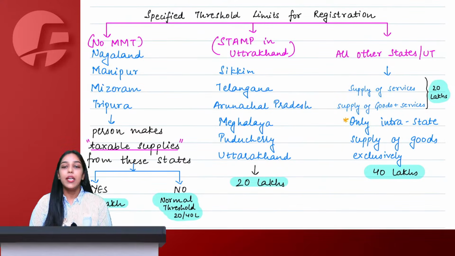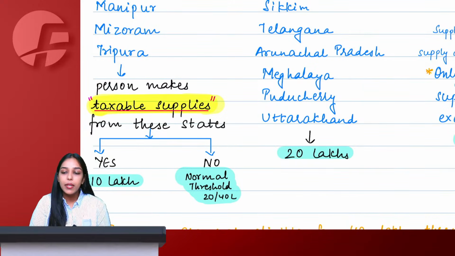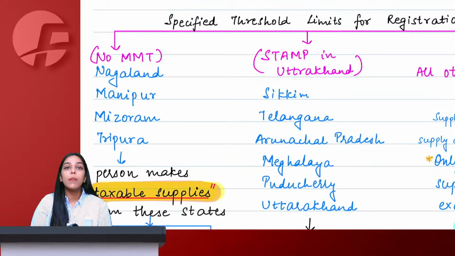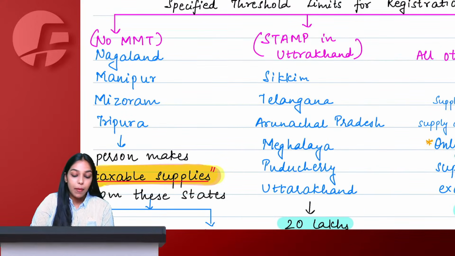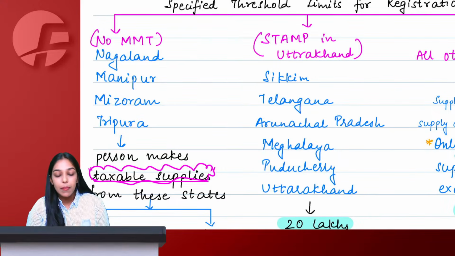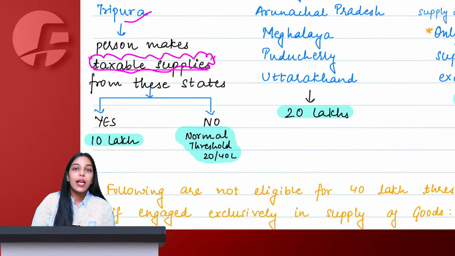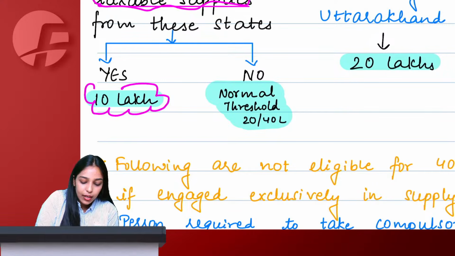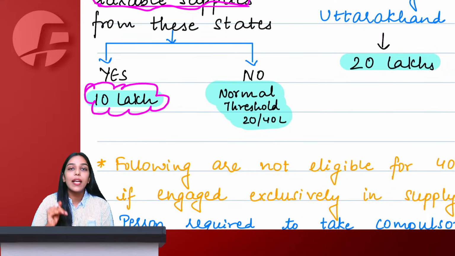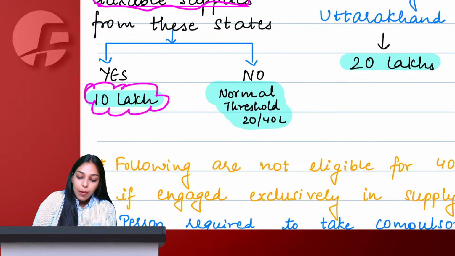Okay, chalo. Now we are saying, if you are making any taxable supply from NMMT. What is NMMT, ma'am? Nagaland, Manipur, Mizoram and Tripura. If you are making any taxable supply from Nagaland, Manipur, Mizoram or Tripura, then your pan-India aggregate turnover limit is only 10 lakh. So if your pan-India turnover exceeds 10 lakh, you have to take registration in all the places where you are making taxable supplies.